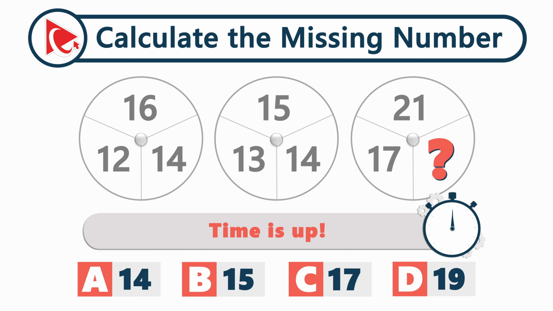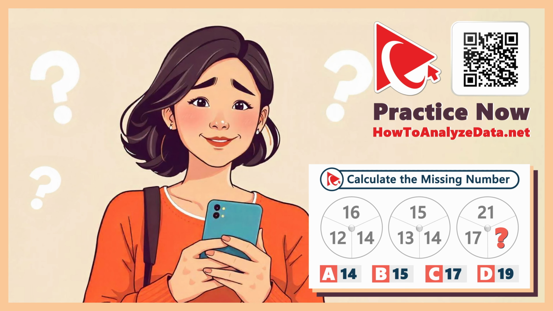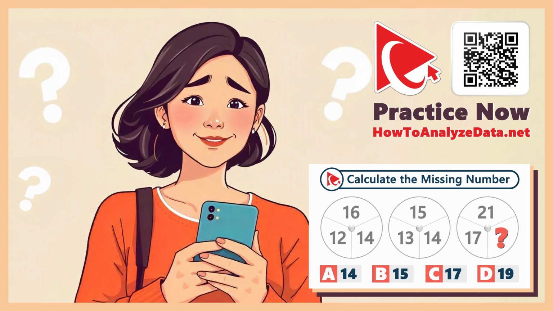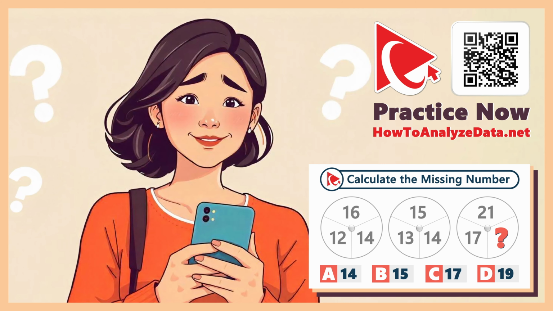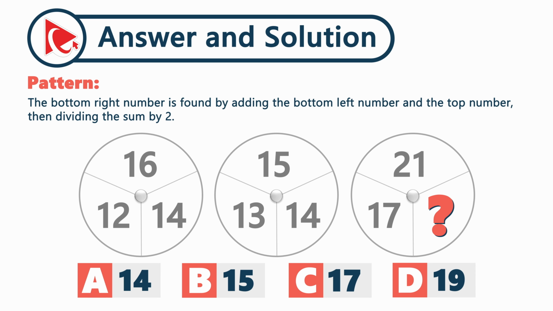Are you prepared to share your answer? Don't worry if you don't have it or didn't get it right, as you might be surprised at how simple and elegant the solution actually is. The pattern here is that the bottom right number is found by adding the bottom left number and the top number and then dividing the sum by 2.